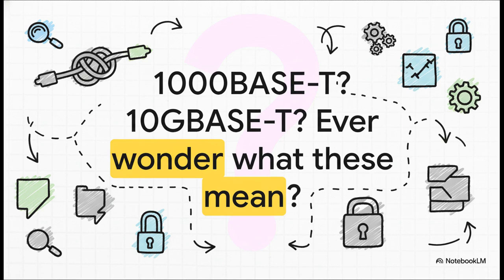Yeah, you've definitely seen these, right? Stuff like 1000BASE-T or 10GBASE-T. They're all over your router, your network card, the tech specs. And they look like complete gibberish, just a random bunch of letters and numbers. But I promise, it's not random at all. There's a really simple logic to it, and we're going to figure it out together.